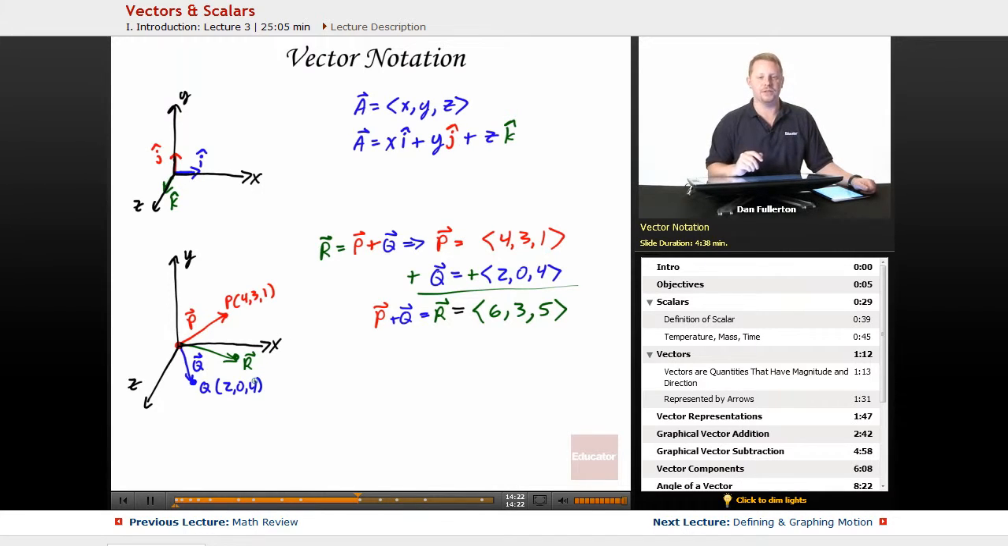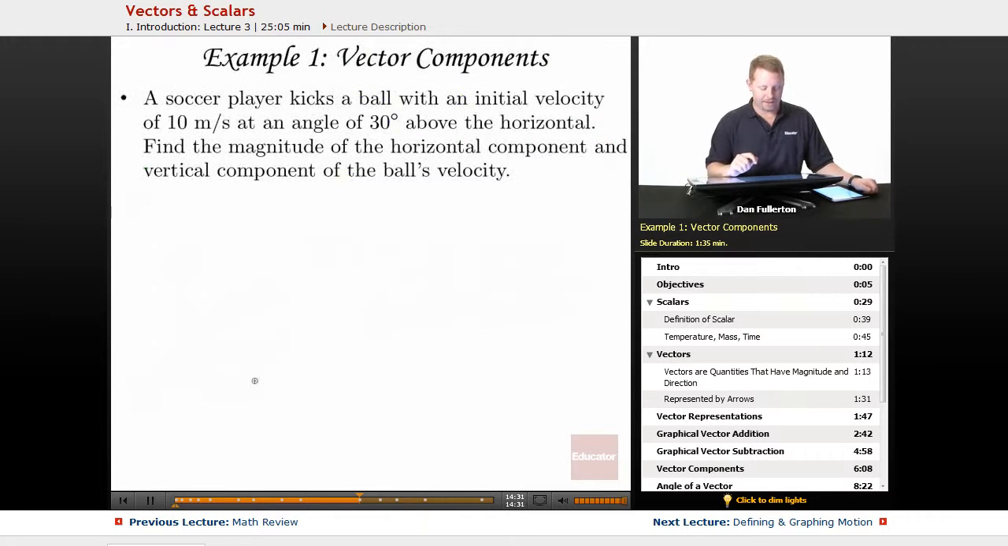Adding up vectors using that vector notation can make things a lot simpler, especially when you don't want to go drawing all the time. Let's take a look at a vector component problem. A soccer player kicks a ball with an initial velocity of 10 meters per second at an angle of 30 degrees above the horizontal. Find the magnitude of the horizontal component and vertical component of the ball's velocity.